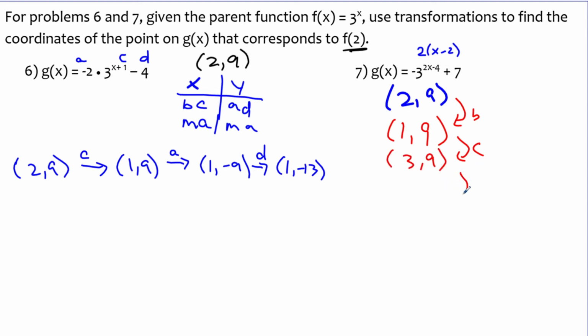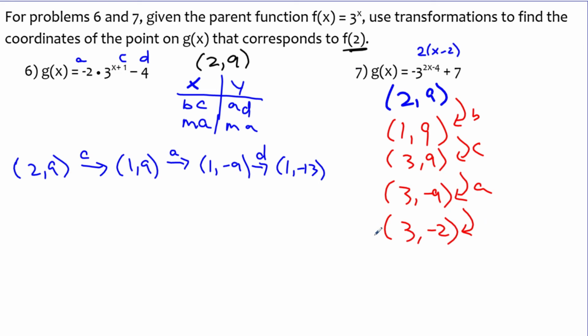And now I'm going to do this again. I have a. A starts affecting the y coordinate by multiplying by negative 1. So remember, this is negative 1 times that base. So this is now 3 comma negative 9. And now I have a d transformation, which says add the d value to y, add 7 to the y. That would make this 3 comma negative 2.